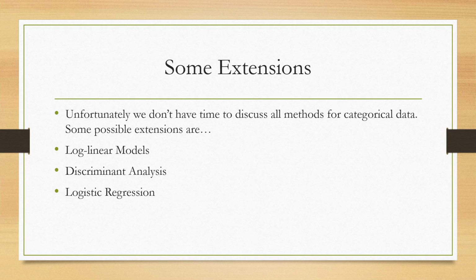And in that case, we tend to call it multinomial logistic regression to indicate that we're doing a logistic regression with more than two outcome possibilities.